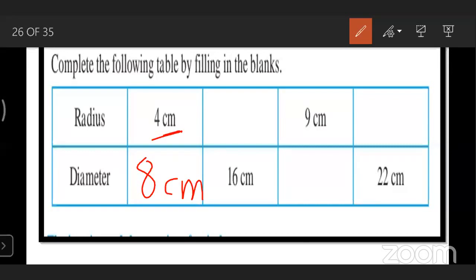Now next, see what is given here. The radius is blank, but the diameter is given. What is the diameter? 16 centimeter. And what do we have to find out? We have to find out the radius. So let's solve this sum.